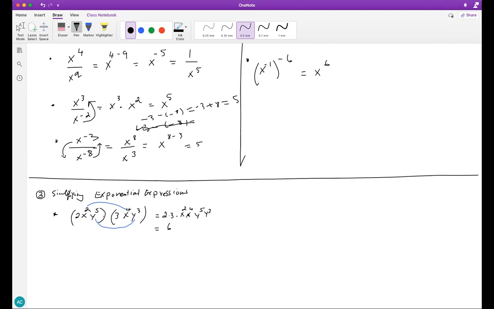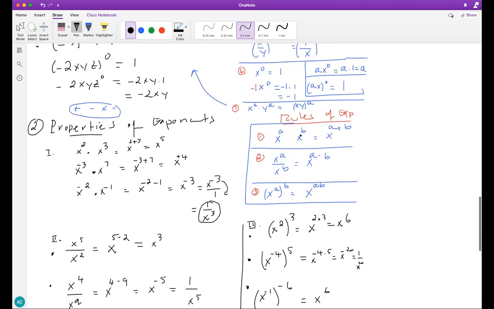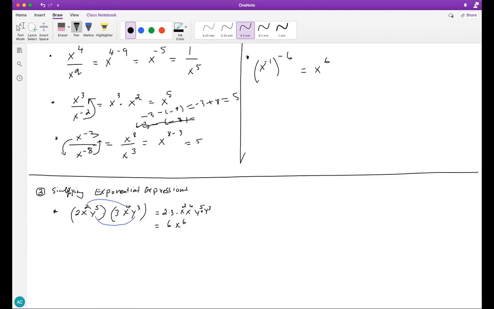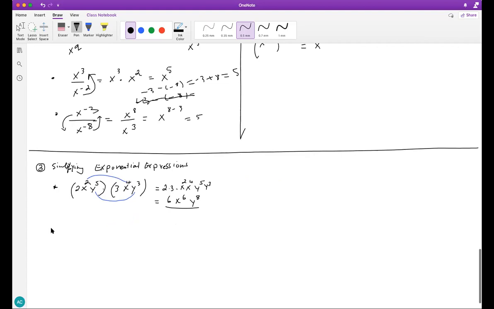x^2 multiplied by x^4 will be? x^6. Right, x^6. According to this rule, we add the powers. x^6, then y to the power 8. That's right. So that's basically the answer. You don't even have to write this step. You could skip it. Just do 2 times 3, that's 6. x^2, x^4, that's x^6. y^5, y^3 is y^8. Okay, so that's basically how you multiply expressions like this.